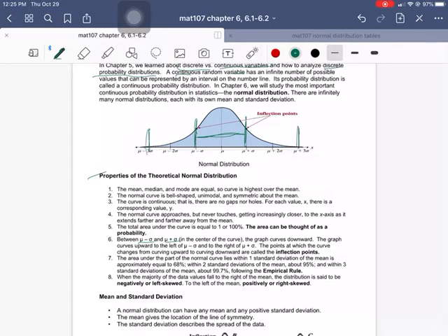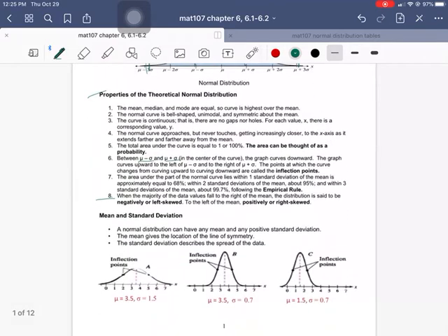When the majority of the data falls to the right of the mean, the distribution is said to be negatively or left skewed. When it falls to the left of the mean, it's positively or right skewed. Now, standard deviation along with the mean. Look at these pictures down here.